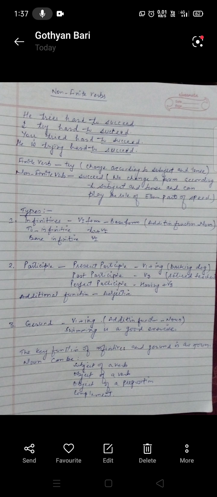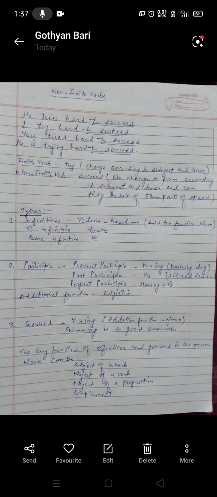On the other hand, the verb in this sentence, to succeed, remains the same. It is a verb that doesn't change its form according to the subject and the tense, and it can play the function of some other part of speech as well. So this is non-finite.